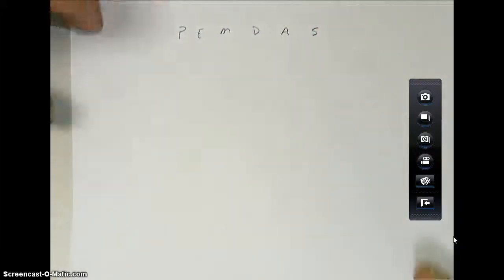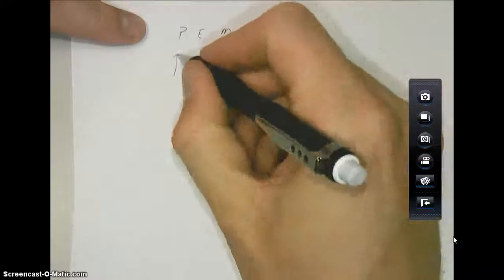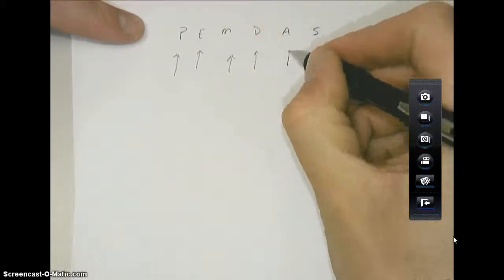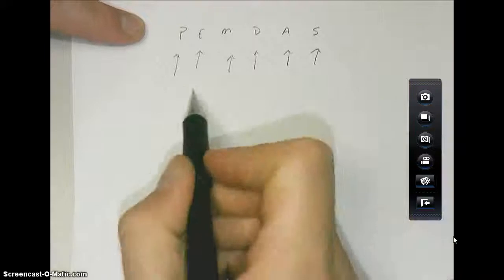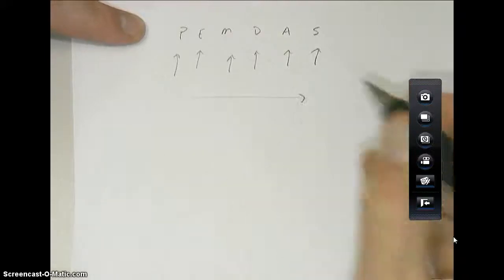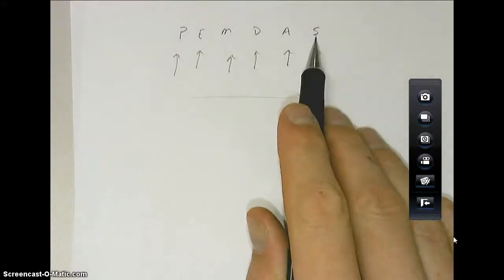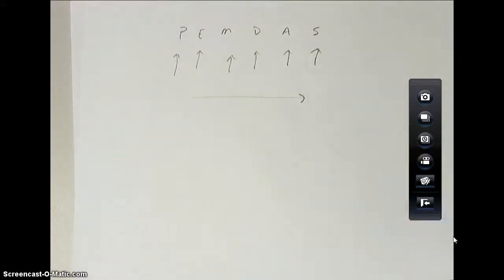Okay, so we have parentheses, we have exponents, we have multiplication, we have division, addition, subtraction, and we're moving from left to right. Now the problem with this is multiplication and division are interchangeable, right? As I said before, there really is no division, it's just multiplying by a reciprocal. And there really is no subtraction, it's just adding the opposite.